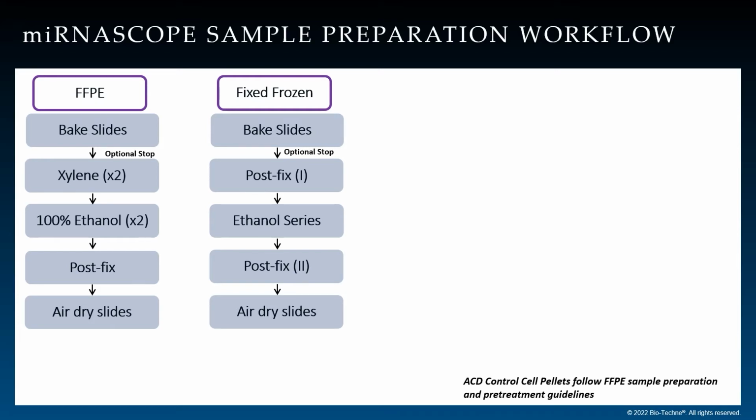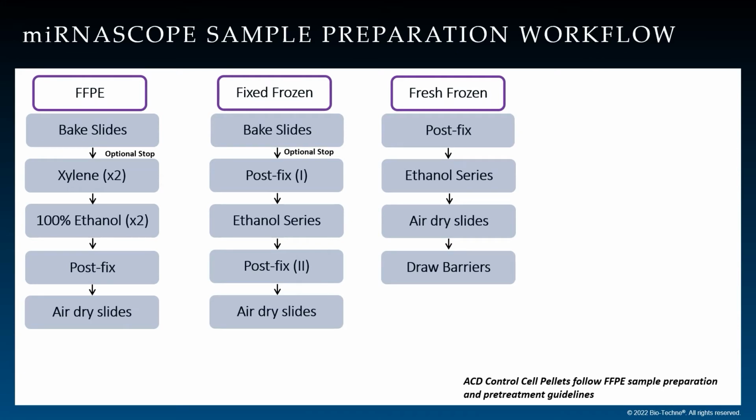Fixed frozen sections then undergo a second post-fix at room temperature, this time either overnight in 10% NBF or for 2 hours in 12% formaldehyde. After this, the slides are air-dried again. Fresh frozen sections are fixed in either 10% NBF or 4% PFA for at least 1 hour at 4 degrees Celsius immediately after the slides are removed from storage at minus 80 degrees Celsius.